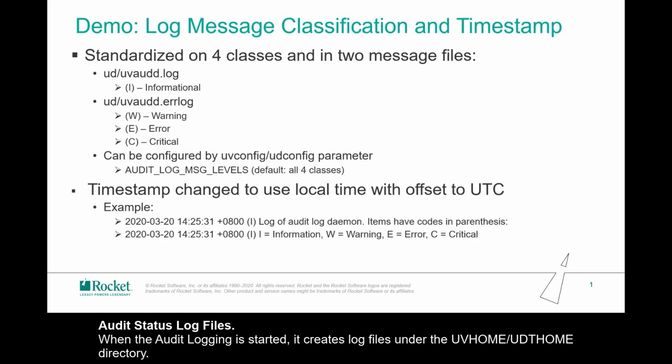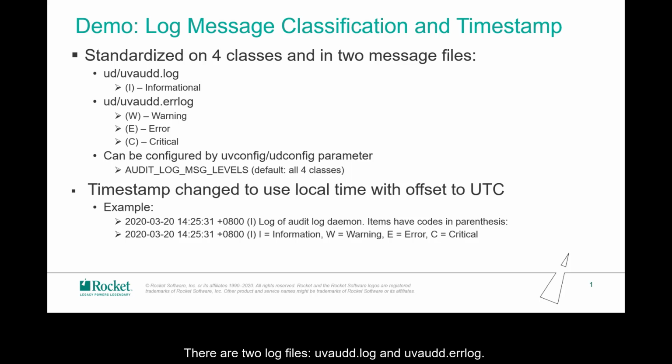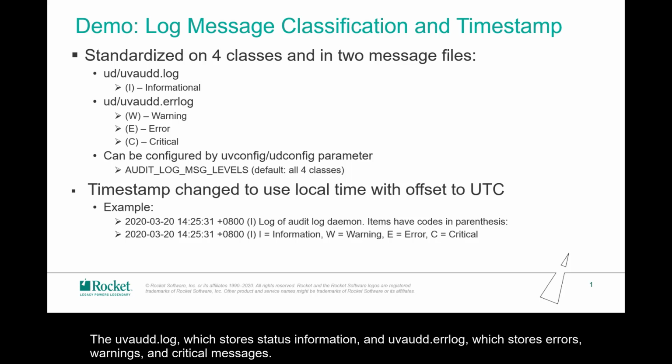Audit status log files. When the audit login is started, it creates log files under the UV home and UDT home directory. There are two log files, uvadd.log and uvadd.errorlog. The uvadd.log stores status information, and the uvadd.errorlog stores the errors, warnings, and critical messages.